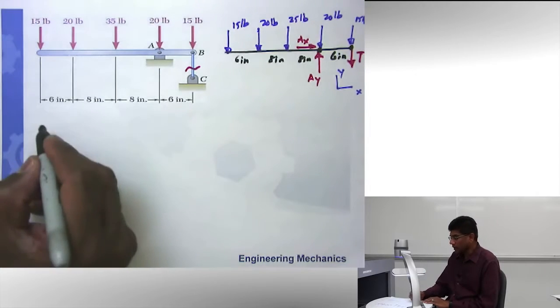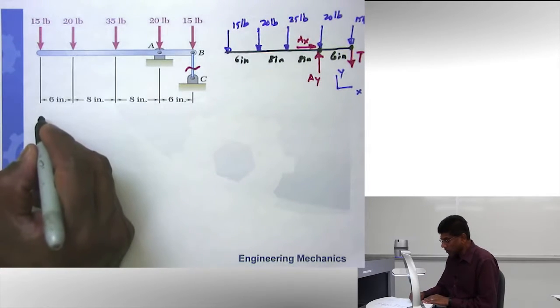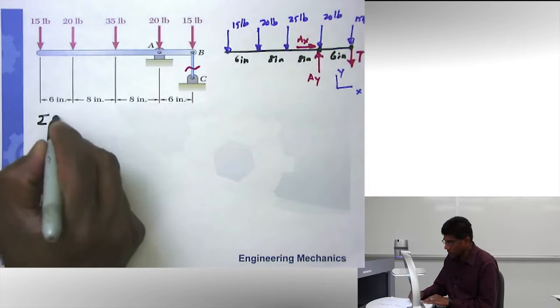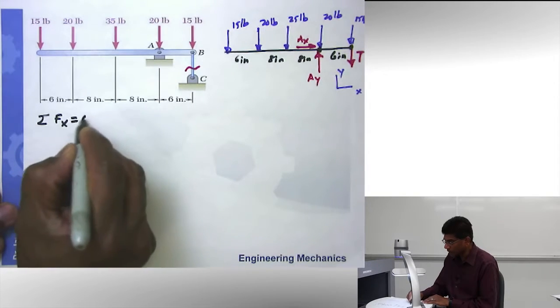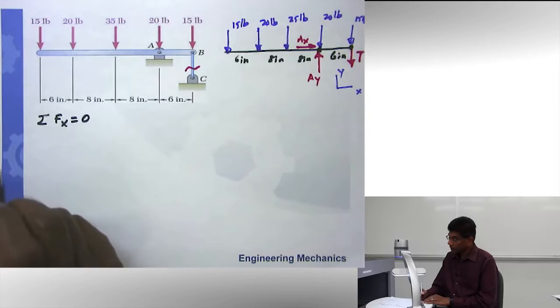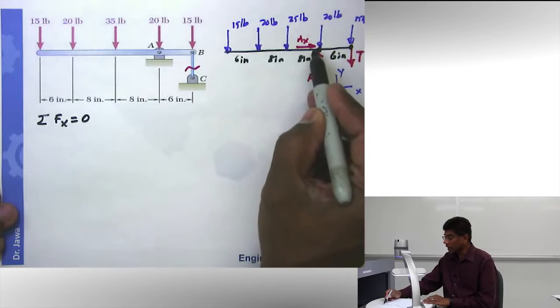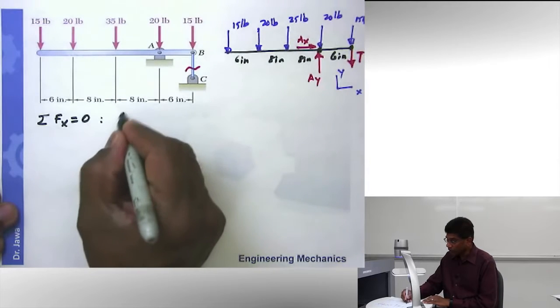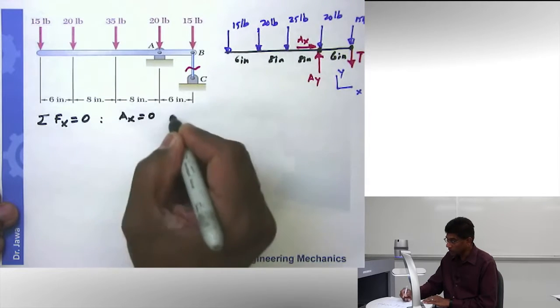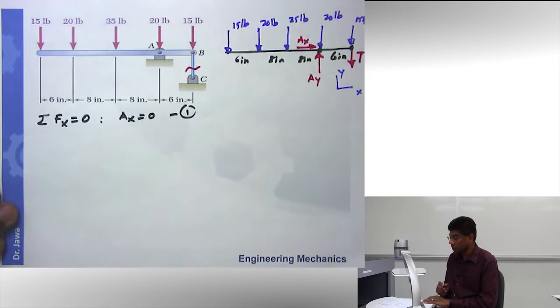So let's start with our traditional approach. Sum of the forces along x direction must be equal to 0. So if I look up, I have no force other than A sub x along x, and therefore A sub x equal to 0. That's my first equation, and that is also part of the answer, because the question is finding the support reaction. So I got this one.